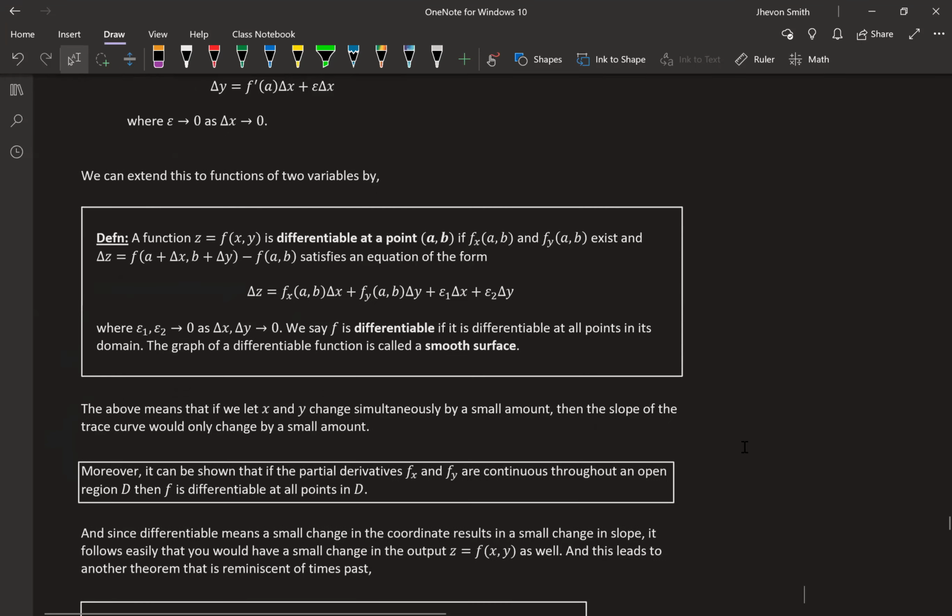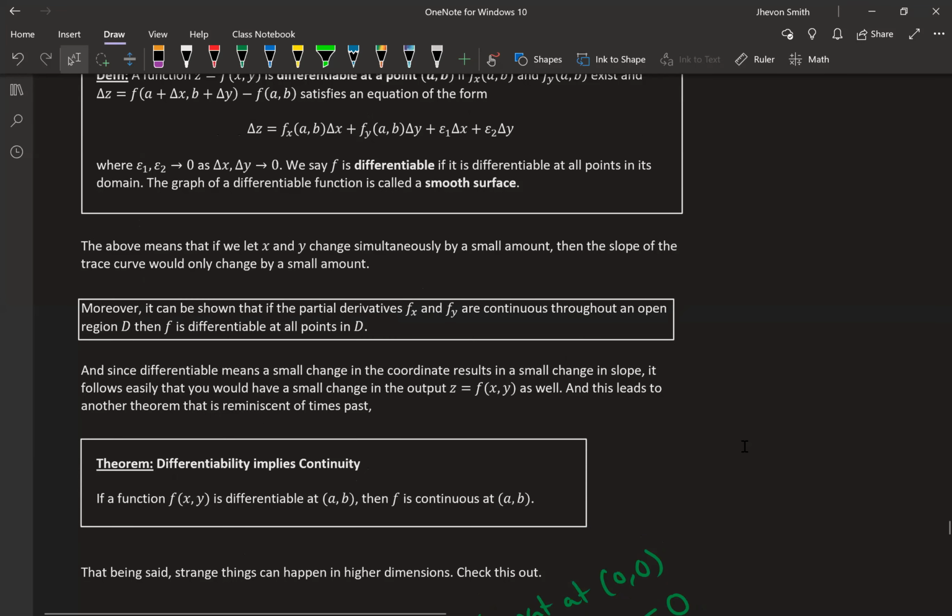In the meantime, I would probably only take time to know this one fact right here. It's still true that if you know that the derivative exists, then the function is actually continuous at the point. If the function is differentiable, yes.